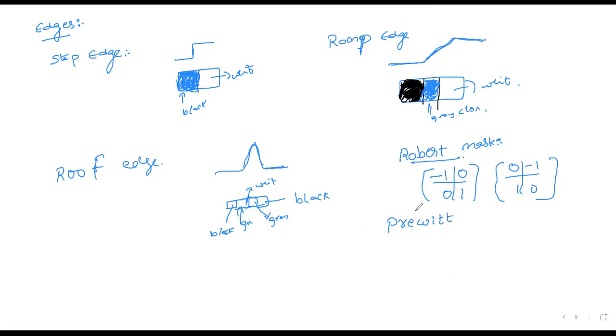Prewitt mask. In the Prewitt mask we have horizontal, vertical, +45, and -45. The horizontal mask is given as -1 -1 -1, 0 0 0, 1 1 1. This is horizontal. Next, vertical. This is vertical.